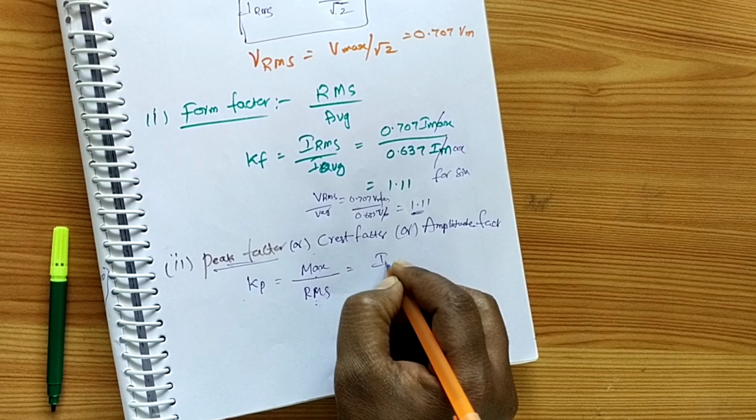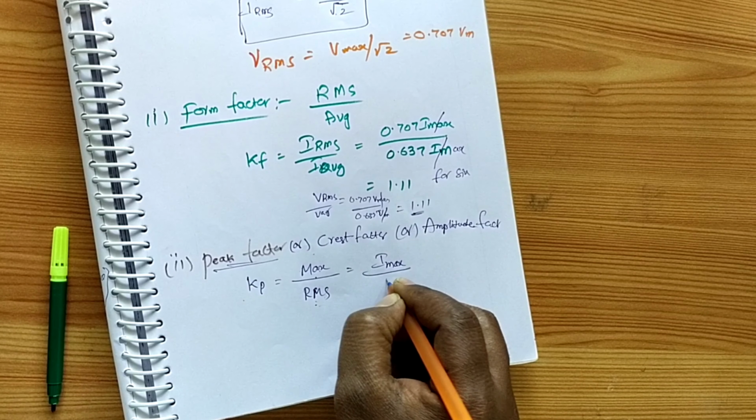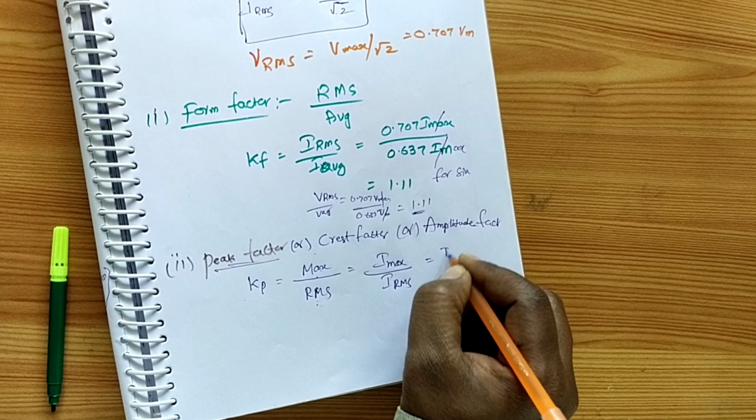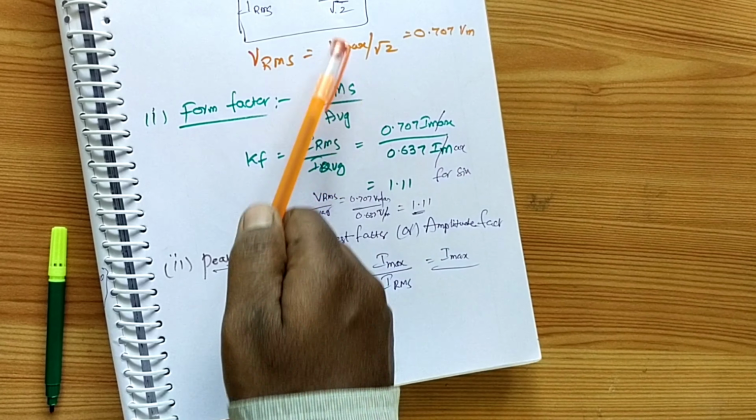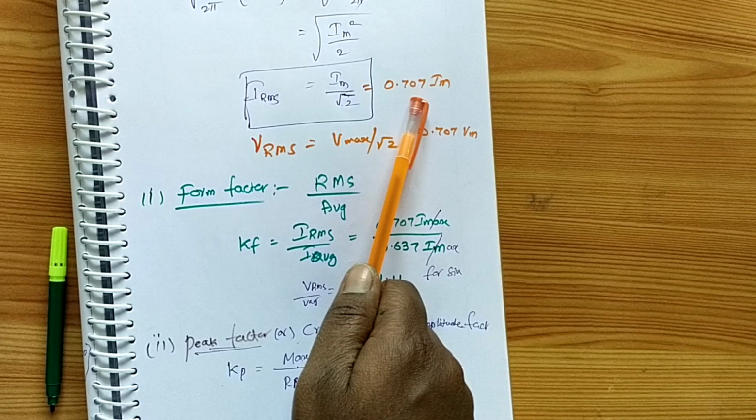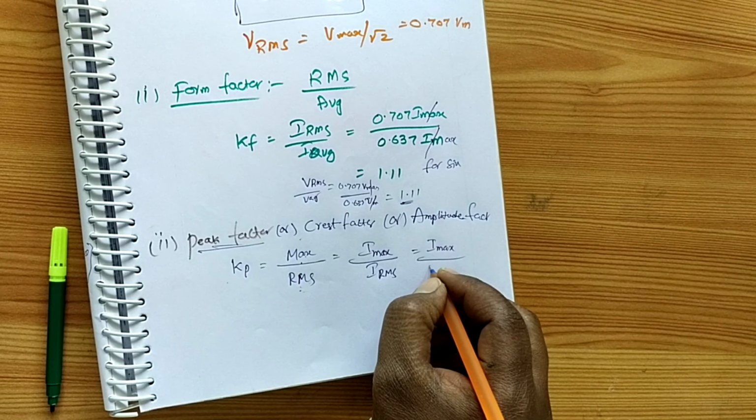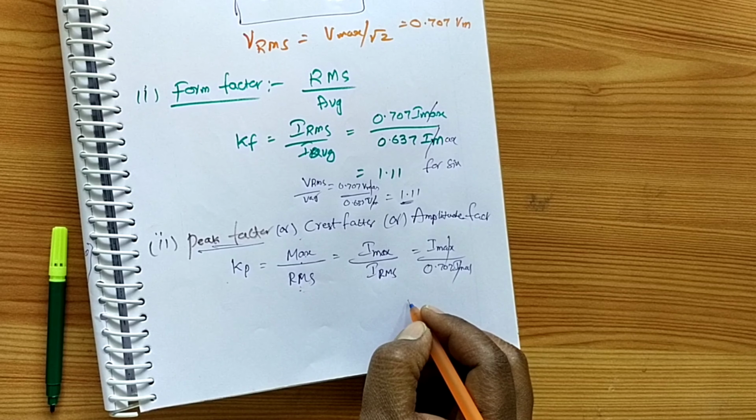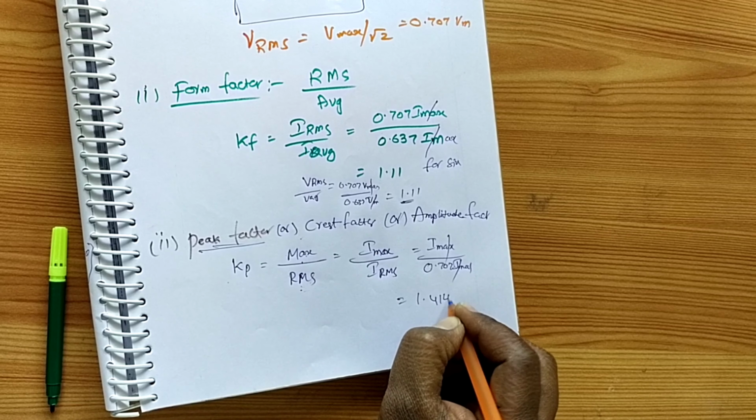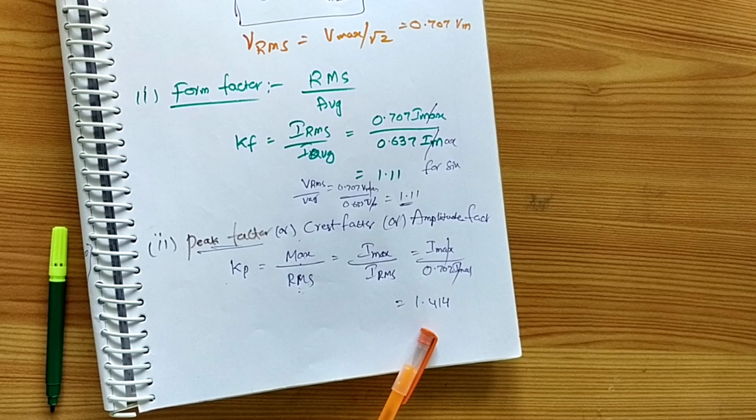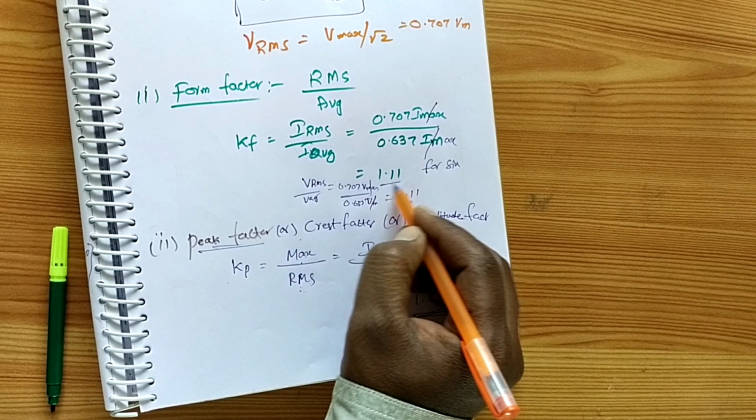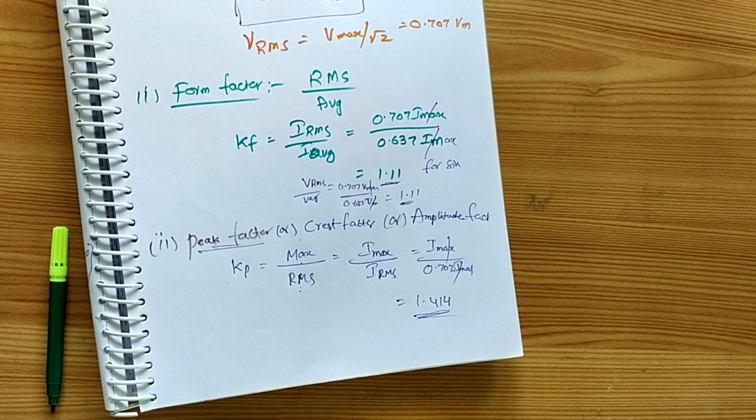That is Imax by IRMS. We know Imax, so we can directly substitute Imax. IRMS value is 0.707 Imax. We can substitute 0.707 Imax. Now we can cancel Imax: 1.414 for sinusoidal currents. The peak factor value is 1.414, whereas form factor value is 1.11. These are the various factors related to AC quantities.